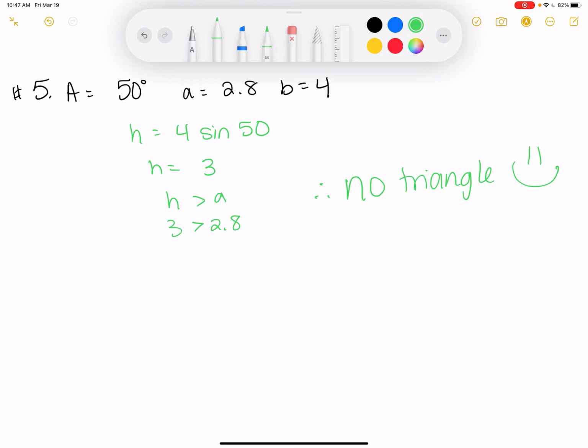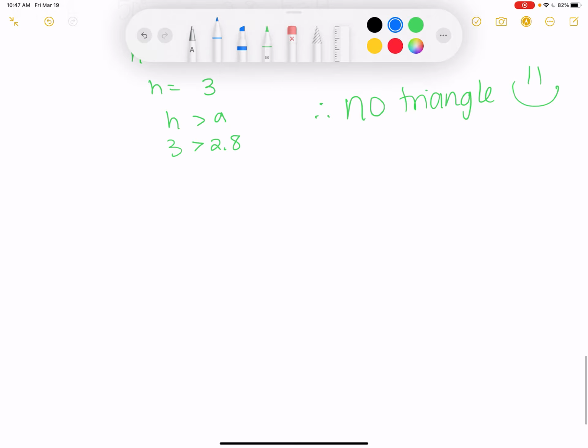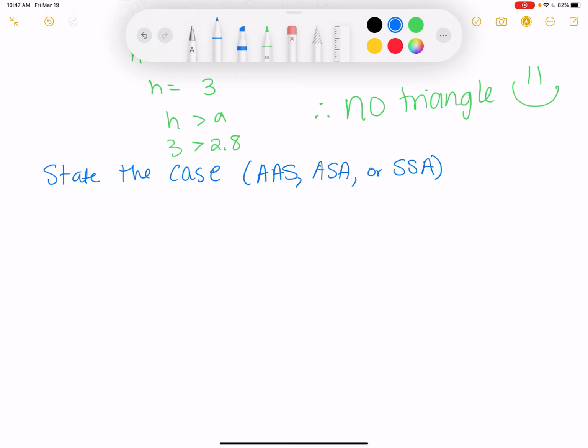So, we are going to look at a couple problems here that say to, in the actual homework, it says to state the case: angle, side, angle, or side, angle, anything else, applicable to the given measurements.